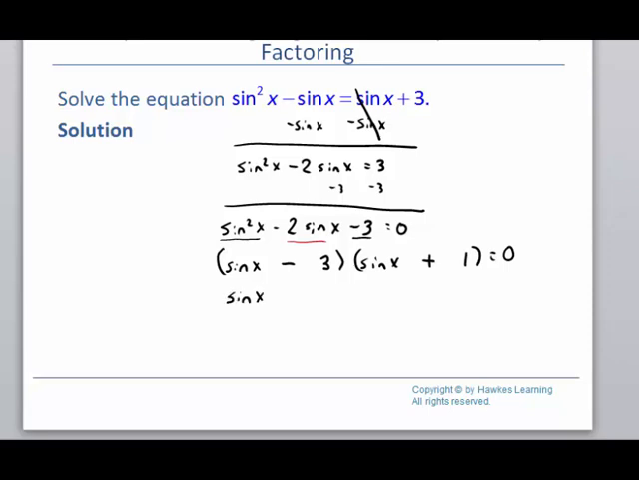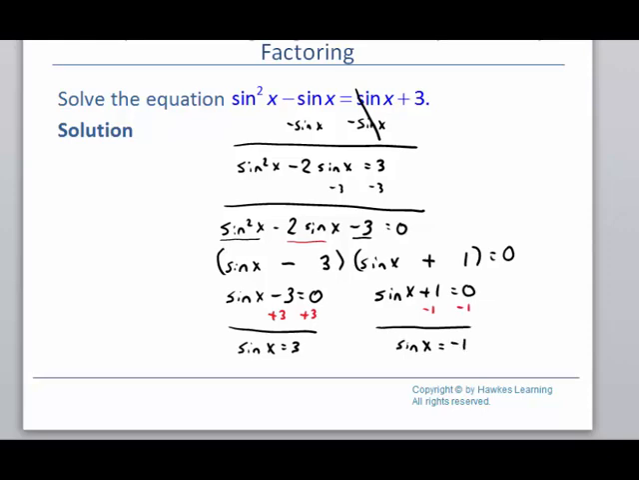So I'm going to take sine x - 3 and set it equal to 0. And I'm going to take sine x + 1 and set it equal to 0. Remember that we're solving for sine. So on the first equation, I'm going to add 3 to both sides. So I need to look for places where sine x is equal to 3. On my second equation, I'm going to subtract 1 from both sides. And so I need to look for angles where sine is equal to -1.